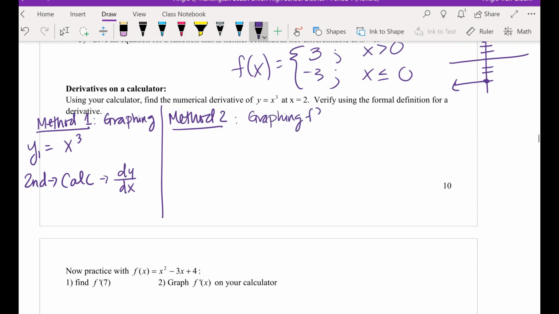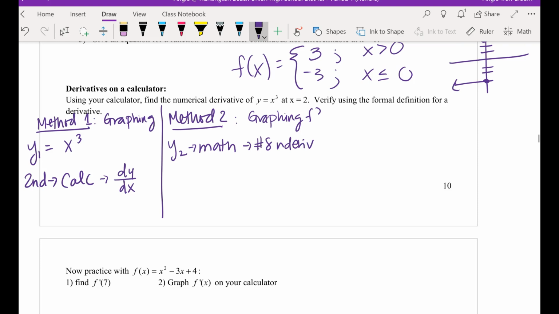Graphing f prime. We already have y1 in there, so don't do anything with that, just leave it there. Move your cursor down to y2. Then find the Math button. Go down to y2, find Math, and then go all the way to number 8. Number 8 says nDeriv.